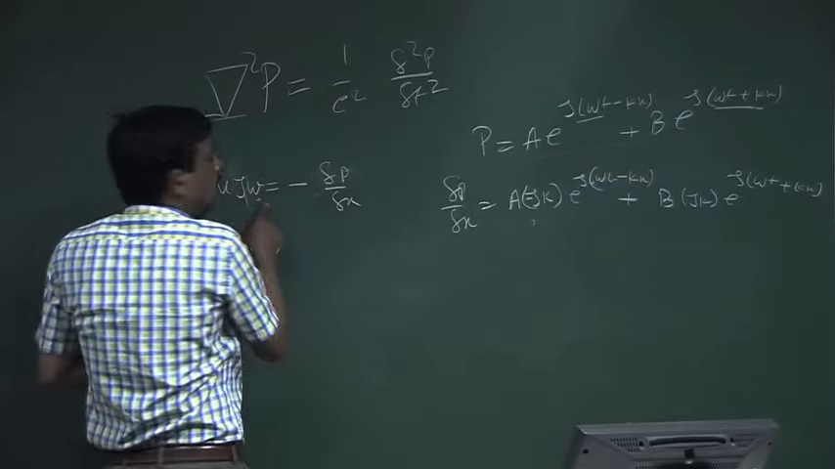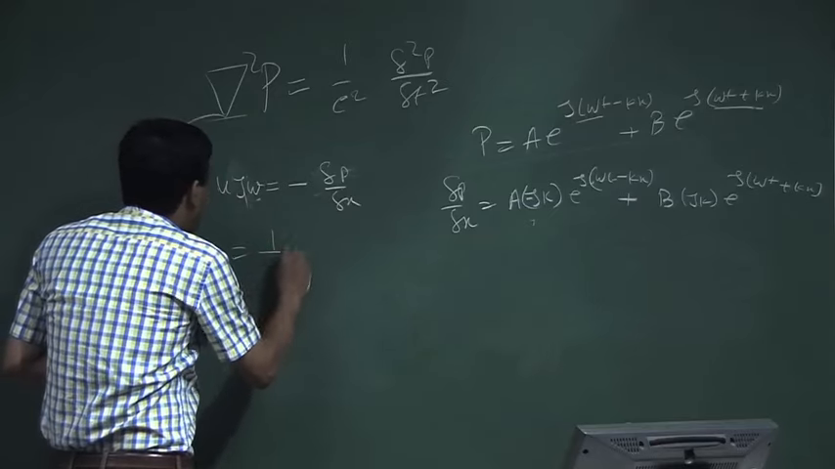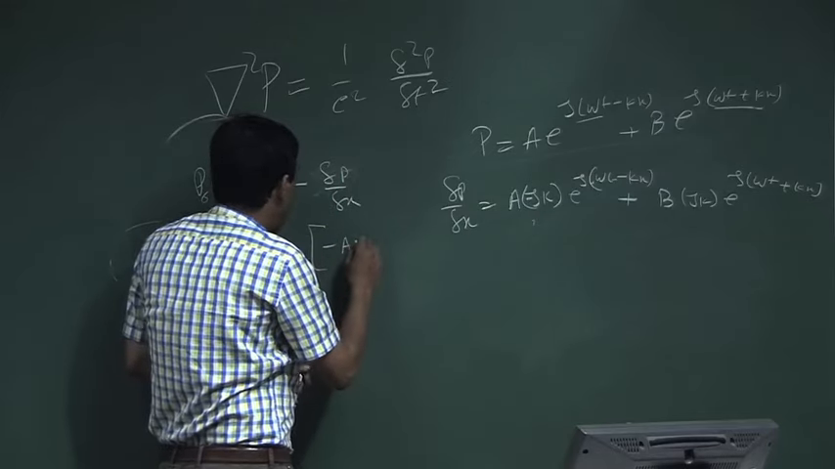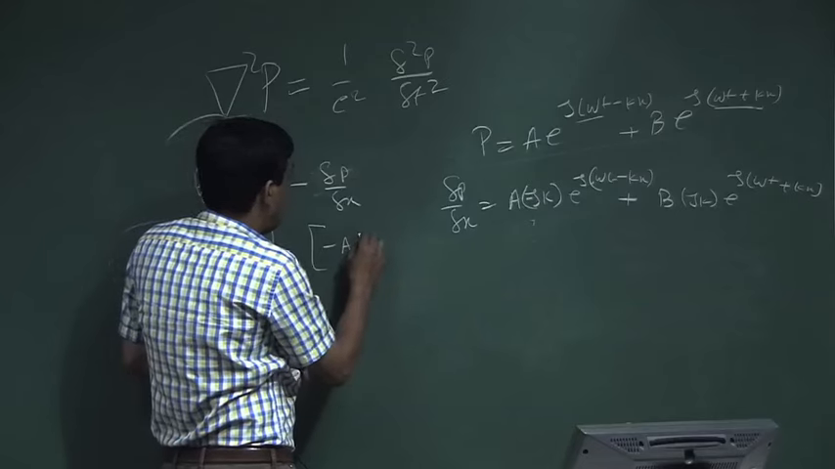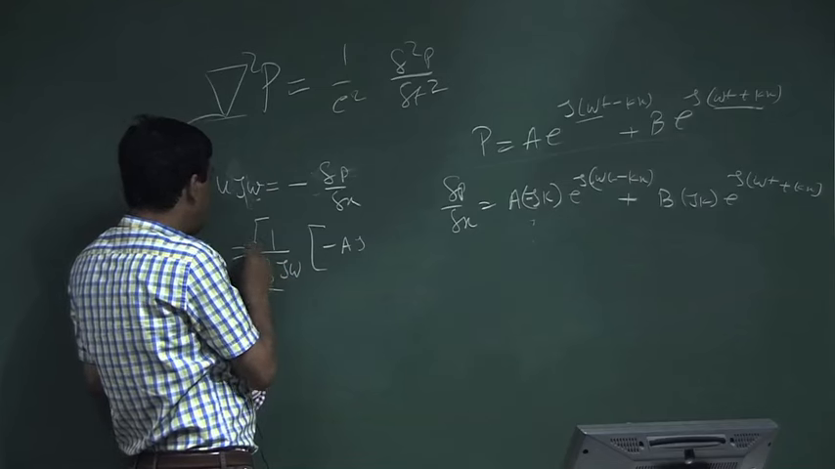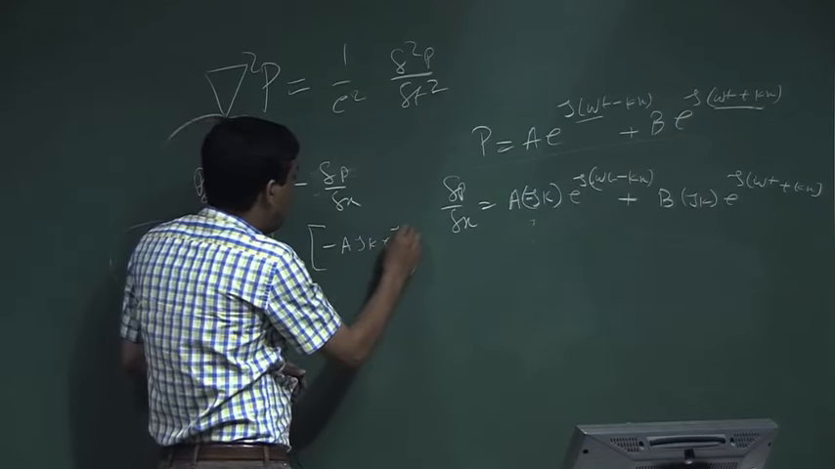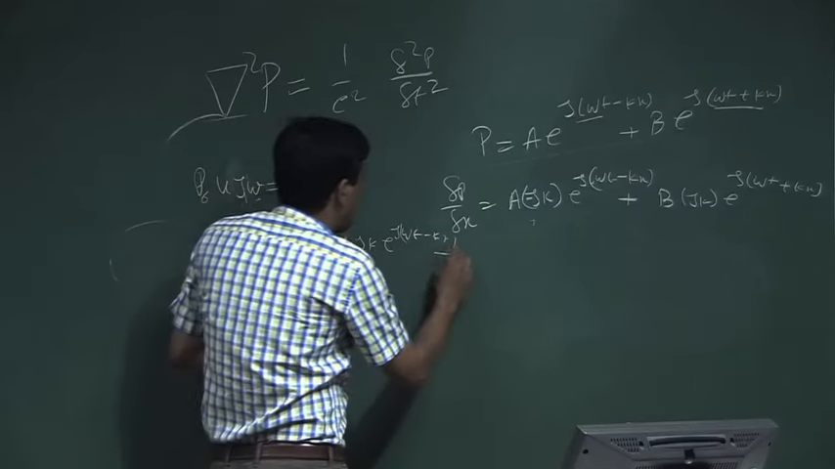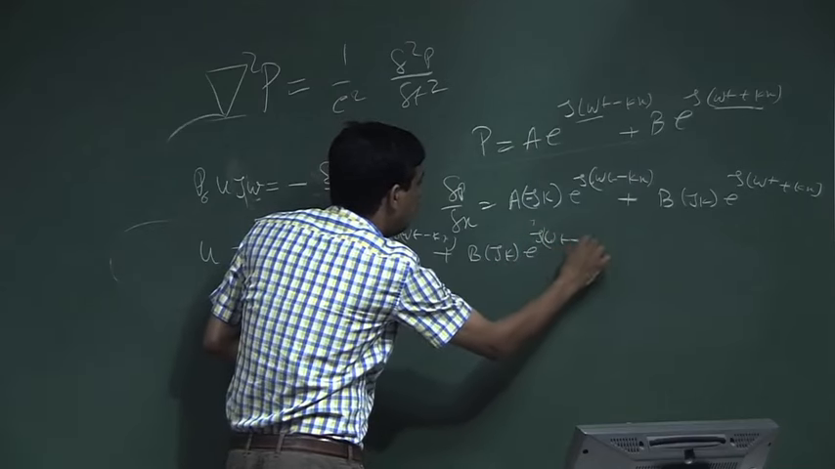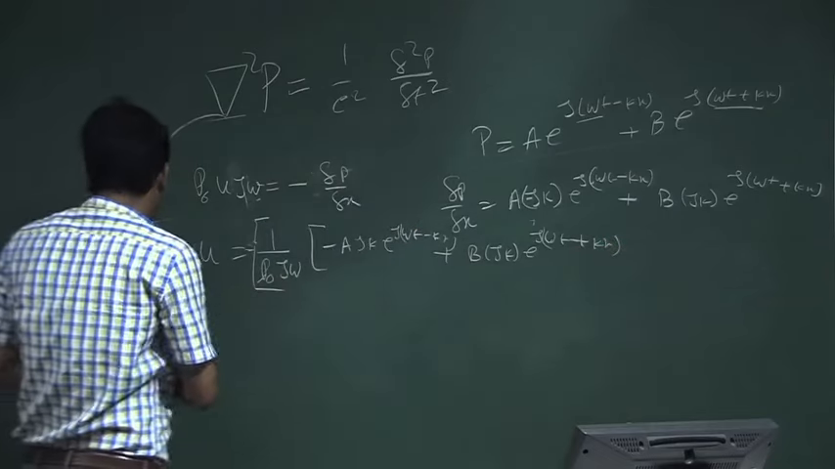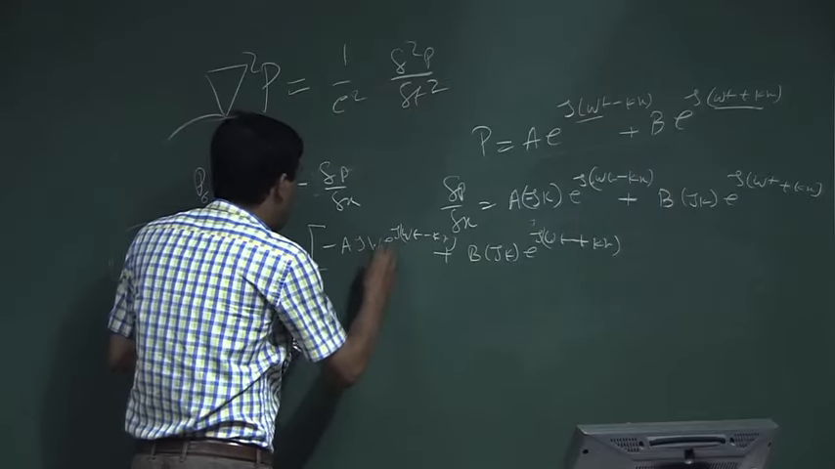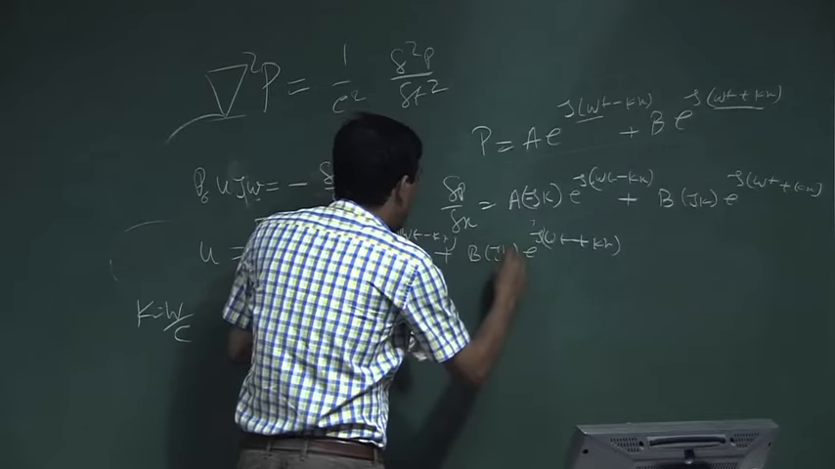Now, I put this value in here. So, u is 1 by rho 0 j omega into this function, so it is minus, with the minus sign there, a j k e to the power j omega t minus k x plus b j k e to the power j omega t plus k x. Okay. Now, what is k? k is nothing but omega by c. So, instead of k, I will write omega by c.